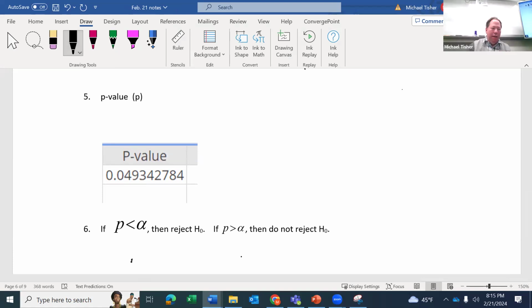Yeah, write down the p-value again, 0.0493, and the alpha, what was alpha again? 0.01. So reject or not reject? Not reject, yeah. Because it's greater than, right? It's greater than, so don't reject the H0 in this case.